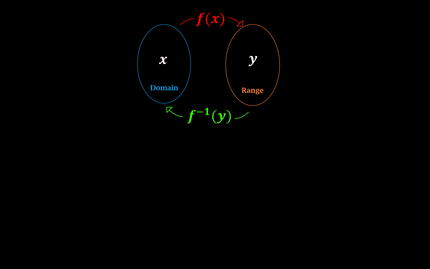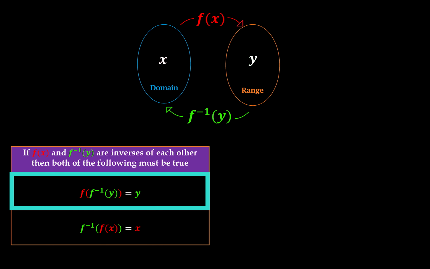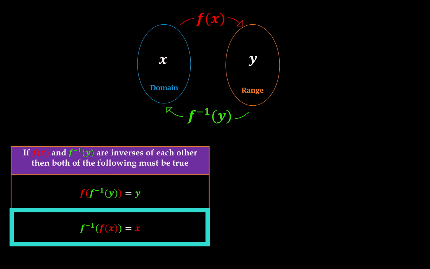Last thing we must establish is how to ensure a function is indeed the inverse of another. If some function is truly the inverse of another, then their composition should simplify to just the independent variable. Meaning if you compose f with f inverse, it should equal y, and if you compose f inverse with f, it should equal x.